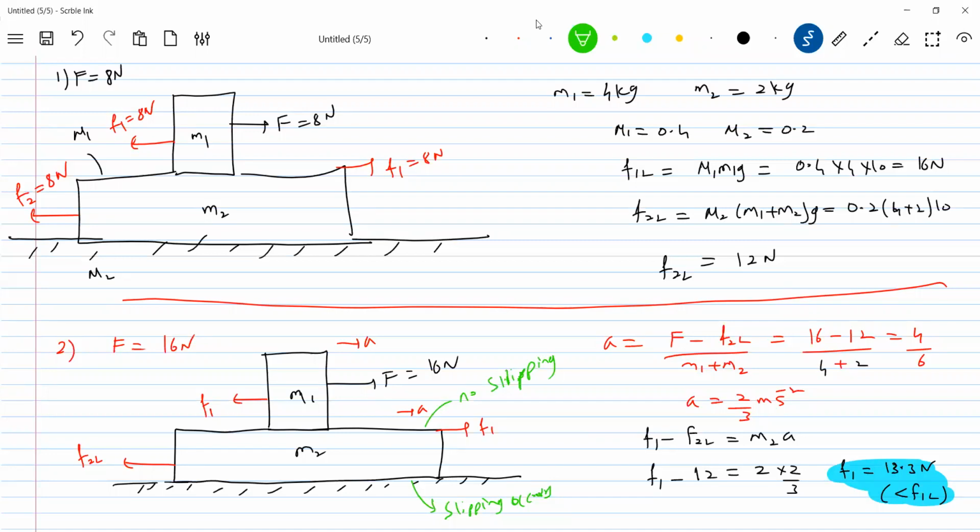So I just assume no slipping occurs between the blocks M1 and M2. I found out the friction force. So therefore, when I got the friction force less than limiting, what I assumed is right. Finish, over.